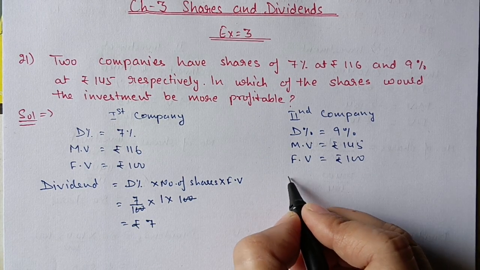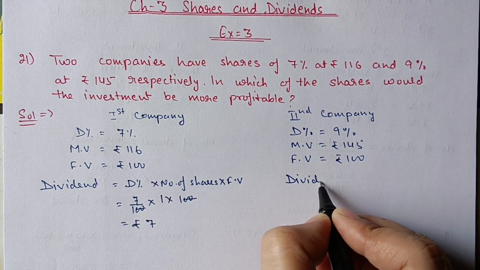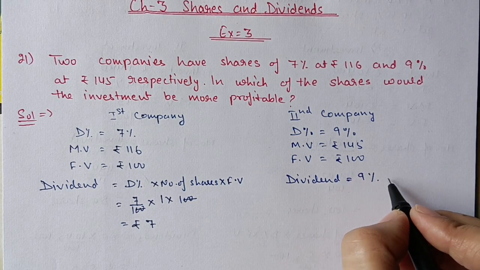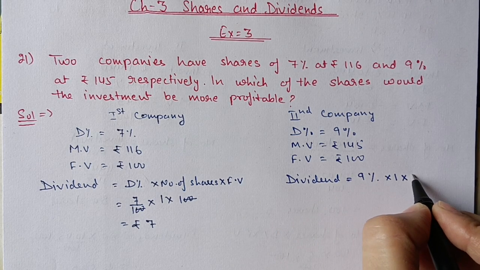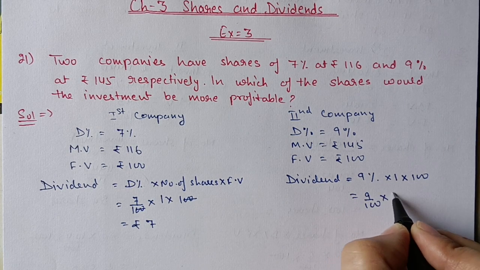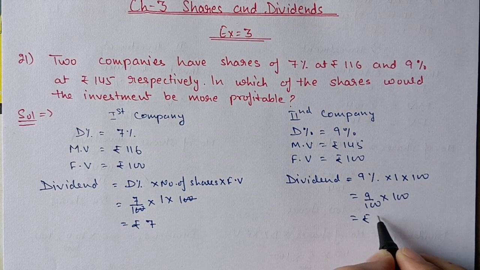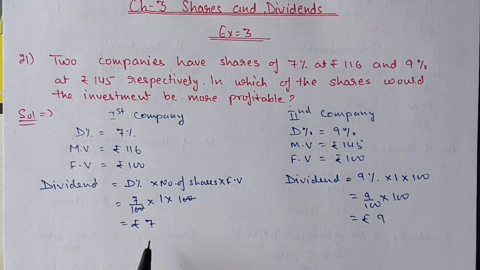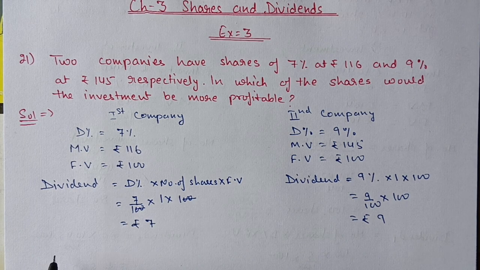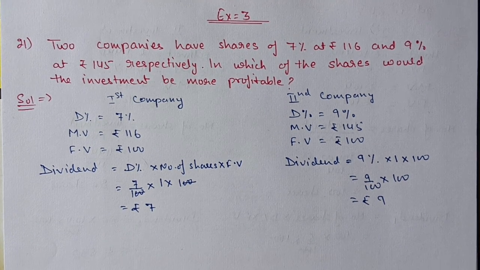We will do the same thing for the second company also. For the second company, dividend percentage is 9%, number of shares we are taking is 1, and face value is 100 rupees. After calculation we are getting 9 rupees. So from the first company he is getting 7 rupees as dividend, and from the second company he is getting 9 rupees as dividend. Now we will calculate the return percentage.